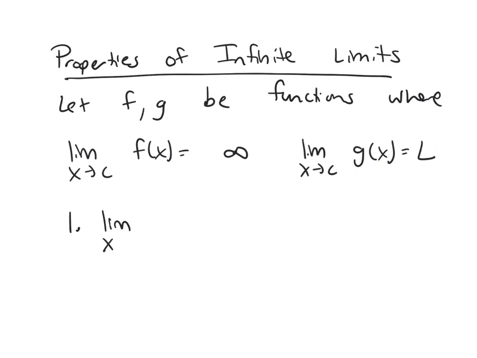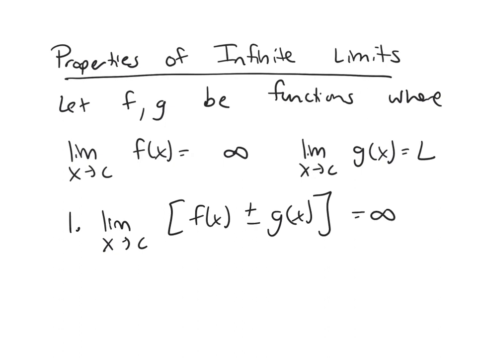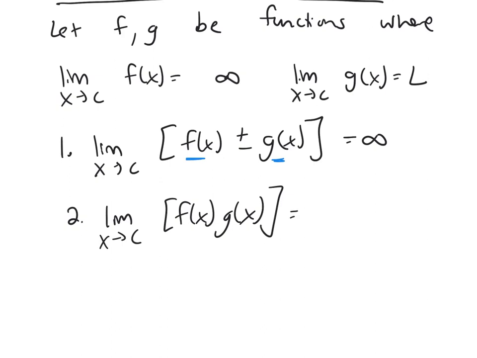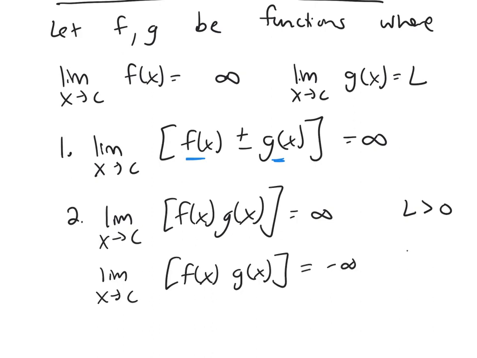So if I take the limit of f of x plus or minus g of x, this limit would be infinity. That's because this function f of x essentially overpowers this g of x. The limit as x goes to c of f of x times g of x is going to be one of two things. It's either infinity if L is positive, or negative infinity if L is negative.